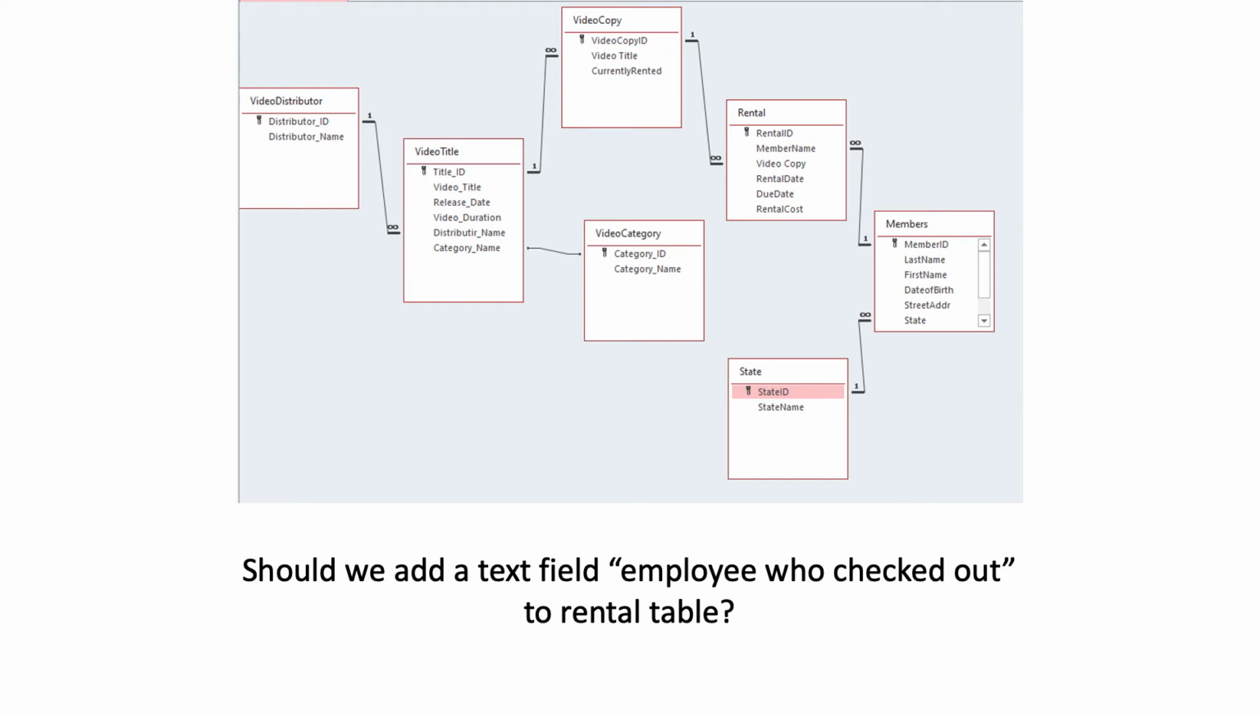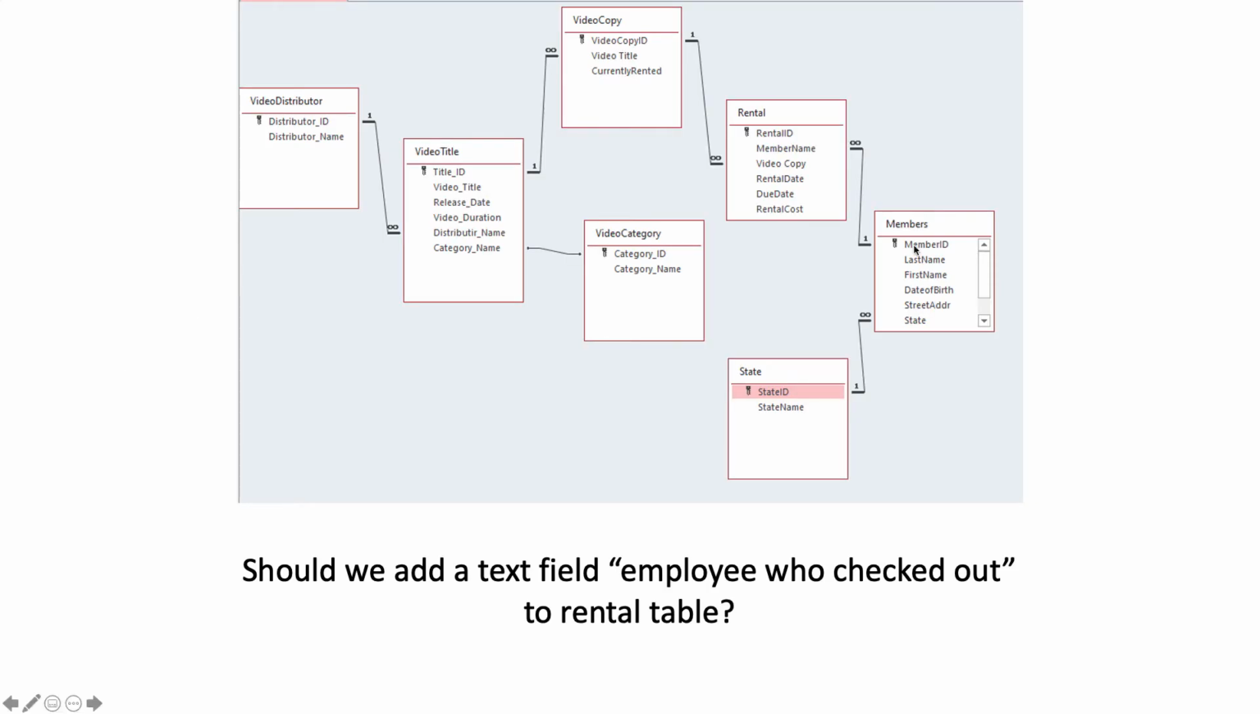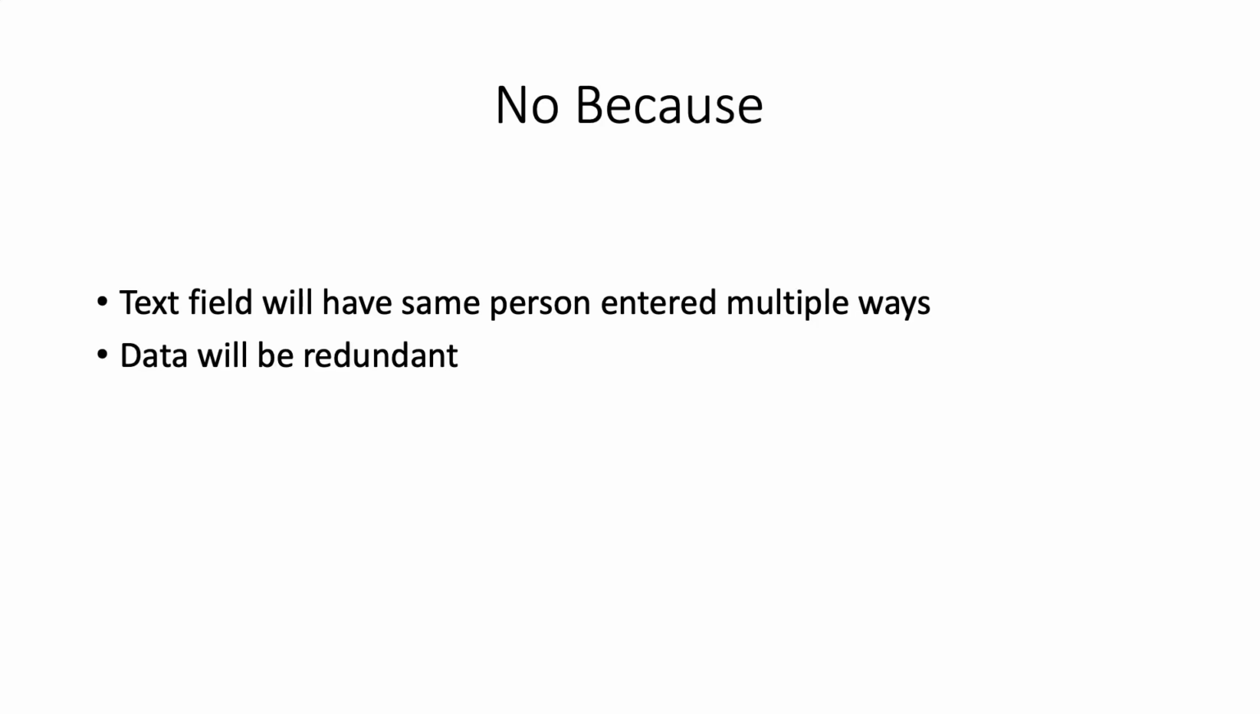Hopefully you all are yelling no, because the text field has the same person entered multiple ways. So you're going to have capital Bob, capital S-M-I-S, Smith. You're going to have Robert Smith. You're going to have B Smith. It's just going to be a disaster. And you're going to have an awful lot of data typed in here. You're going to be carrying Bob Smith around a lot of different times. Okay. So it's hard to sanity check if Bob Smith is an employee.